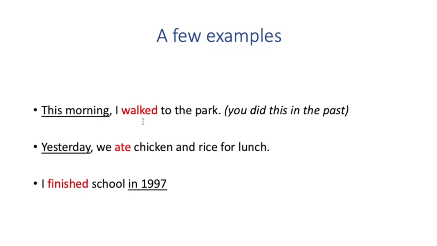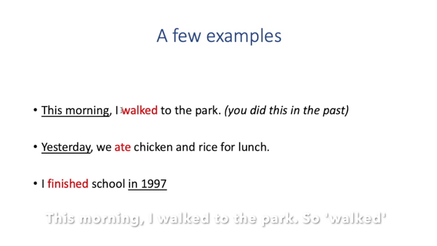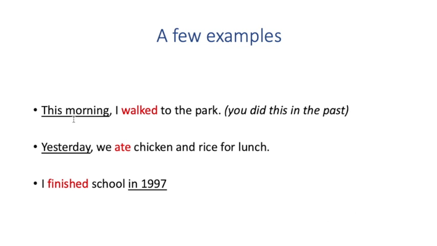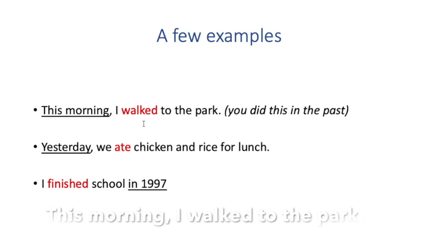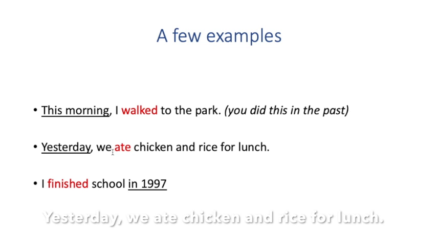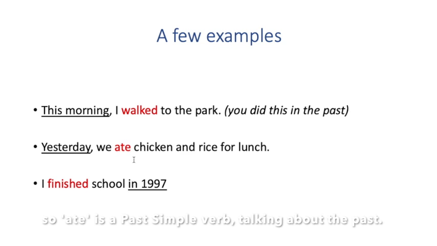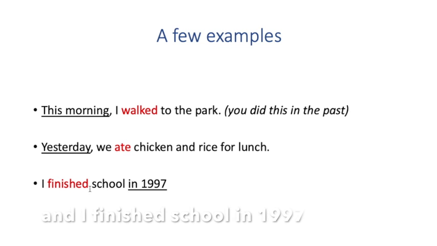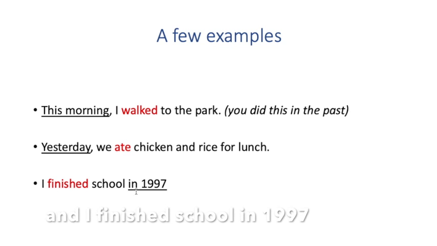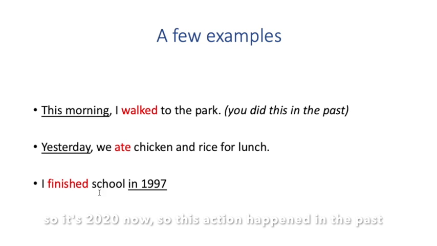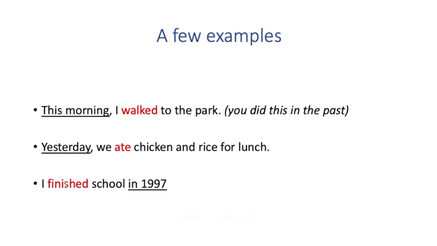This morning I walked to the park. So walked is a verb, an action in the past simple. This morning I walked to the park. Yesterday we ate chicken and rice for lunch. So ate is a past simple verb talking about the past. And I finished school in 1997. So it's 2020 now. So this action happened in the past, in 1997.